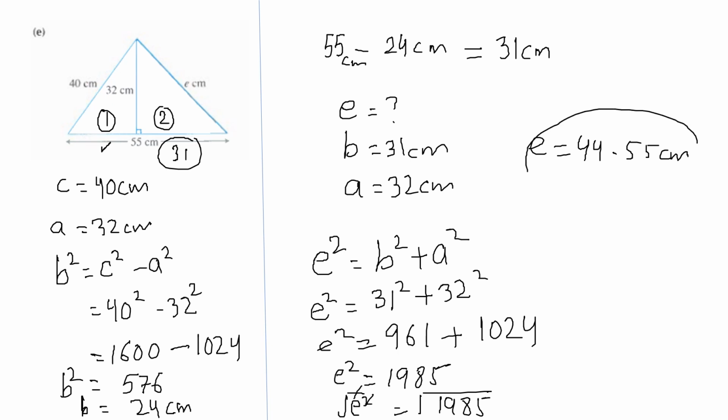This is how you solve for two triangles that are attached with each other but they have a right angle, and you can easily apply Pythagoras theorem on such triangles. I hope you learned something in this video.